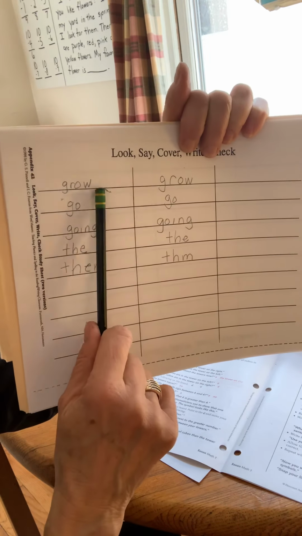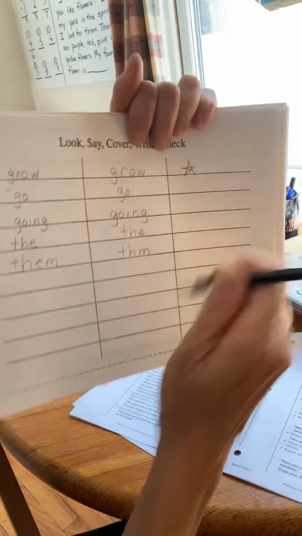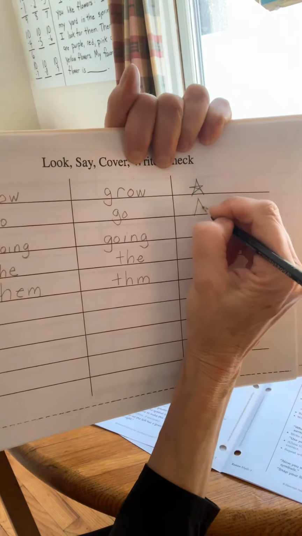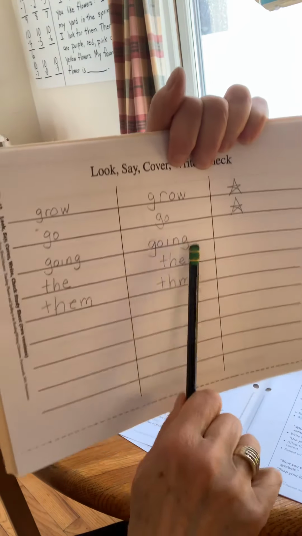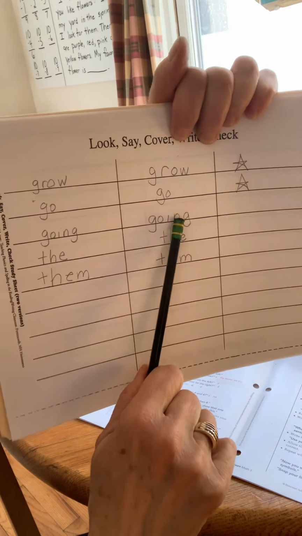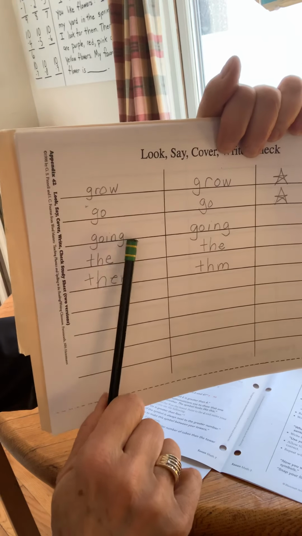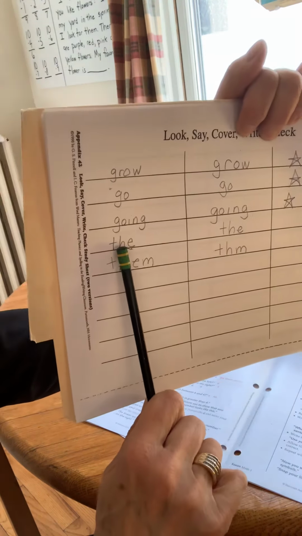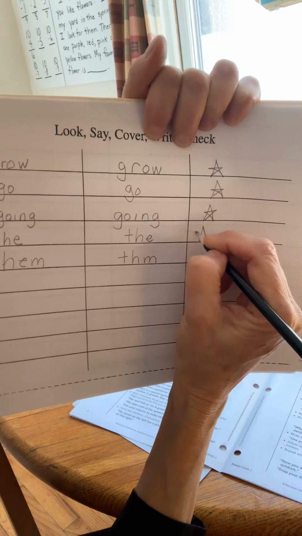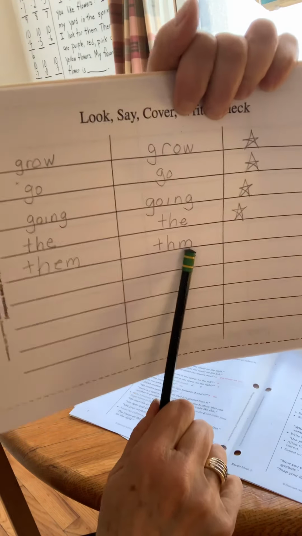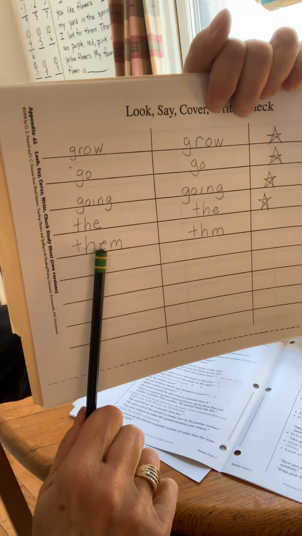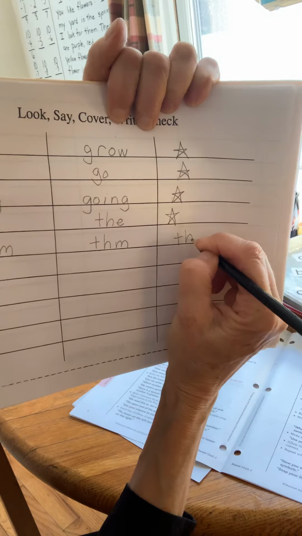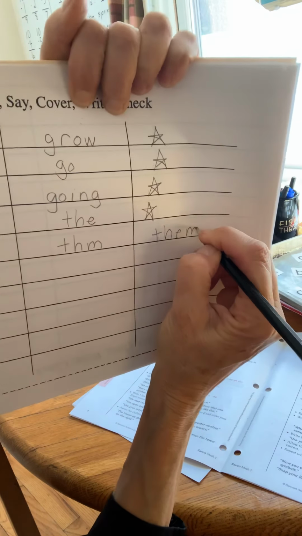G-R-O-W, G-R-O, yes, I get a star. Go, G-O, I got a star for that one. G-O, going, G-O-I-N-G, another star, yay. The, everybody can spell the. Them, T-H-M, T-H-E-M. Uh-oh, now I have to write that one again, T-H-E-M.